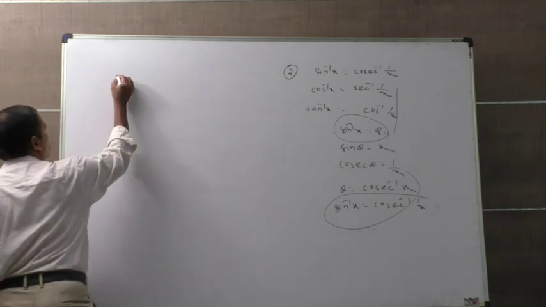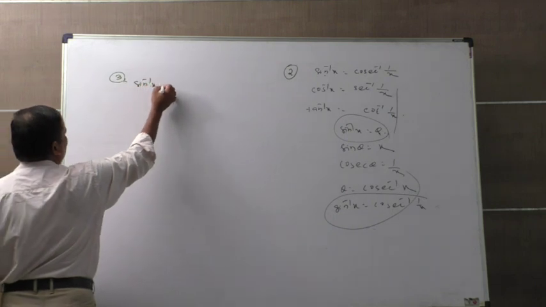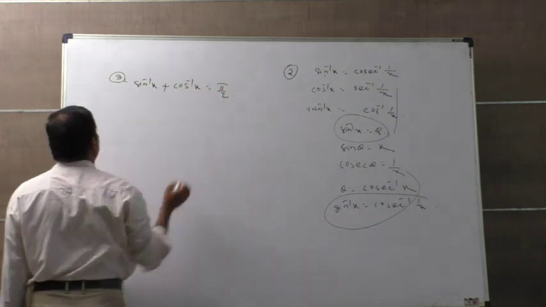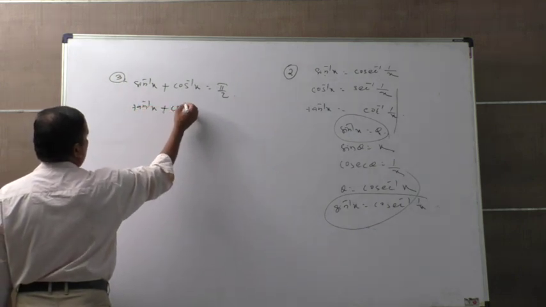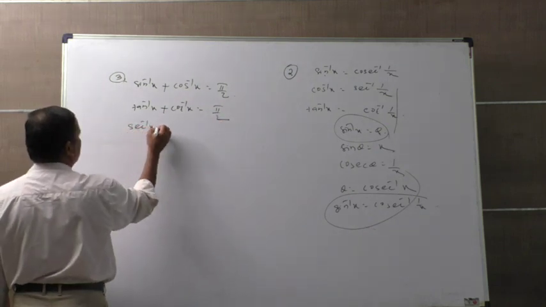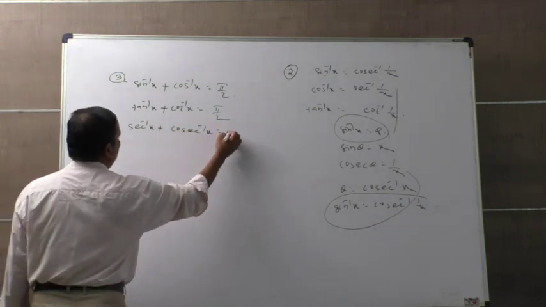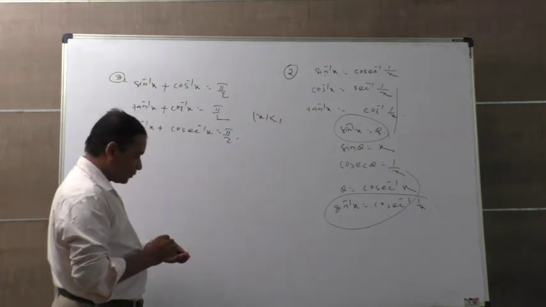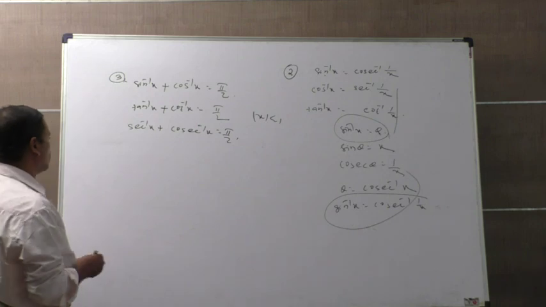On to 3. We have sin inverse x plus cos inverse x is pi by 2. Tan inverse x plus cot inverse x is pi by 2. Sec inverse x plus cosec inverse x is pi by 2, provided mod of x is greater than or equal to 1. Mod of x less than 1 means the value of x lies between -1 and 1.